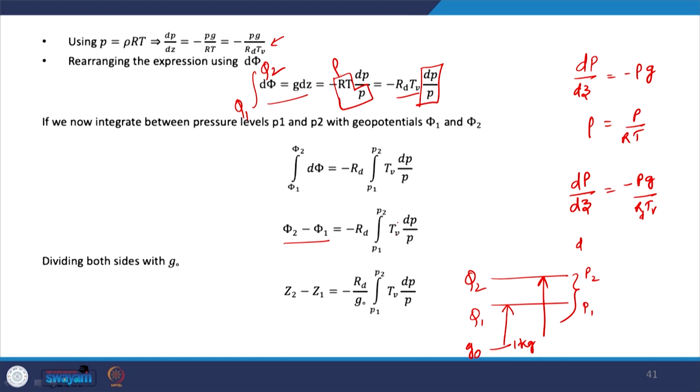I have not pulled temperature Tv out of the integral, because temperature will have some functional dependence on P, so I kept it inside. So, phi 2 minus phi 1 equals minus Rd times the integral from P1 to P2 of Tv dP over P. It is simple. Now, if I divide this by g naught, phi 2 by g naught is Z2, phi 1 by g naught is Z1, so Z2 minus Z1 equals minus Rd by g naught times the integral from P1 to P2 of Tv dP over P. Fine.